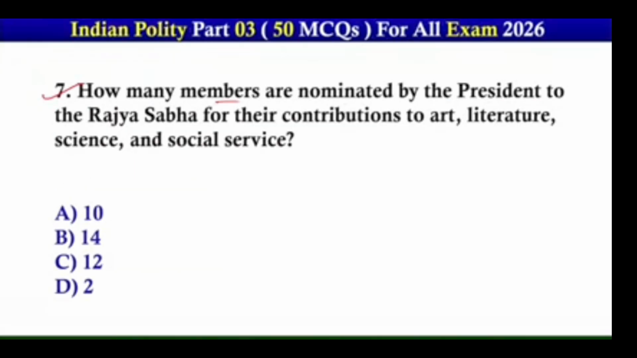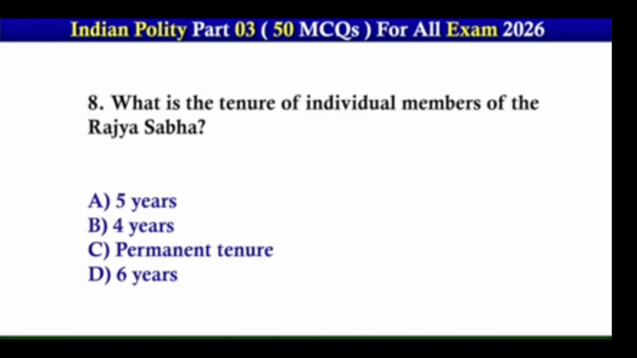7. How many members are nominated by the President to the Rajya Sabha for their contribution to art, literature, science, and social service? Option number C, 12. 8. What is the tenure of individual members of the Rajya Sabha? Option number D, 6 years.